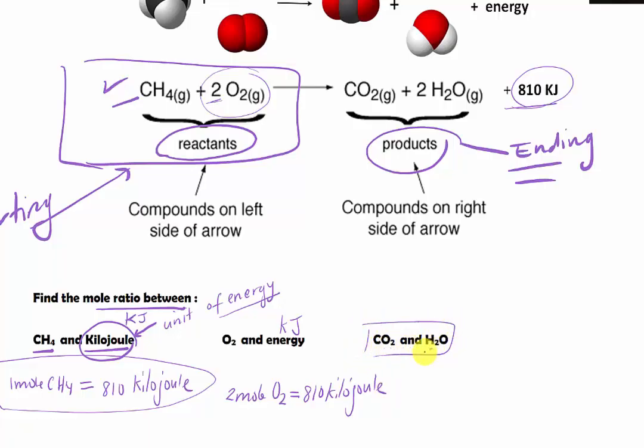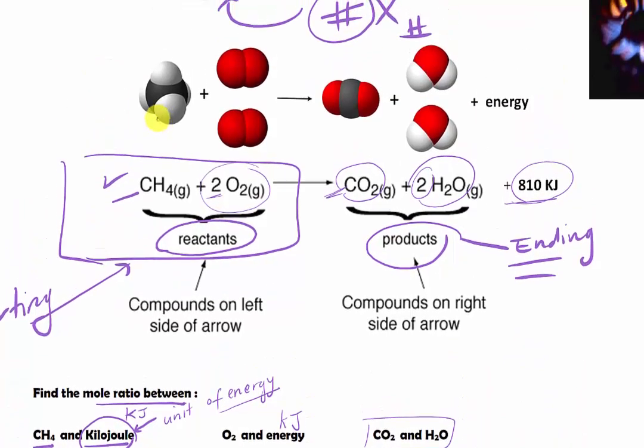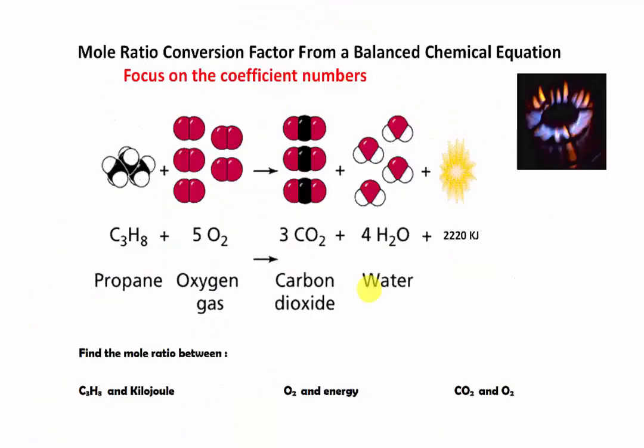Let's try another problem right here. We have CO2 and water. Carbon dioxide, which is CO2, is right here. There's no number in front of it. We assume it's going to be 1. So we have 1 mole of CO2 equal to how many moles of water? Or H2O right there. That number 2 gives us 2 moles of H2O. And if we look back at the problem, this can be represented by pictures like 1 mole of CH4, 2 moles of O2, 1 mole of CO2, and 2 moles of water. Lastly, we have energy.